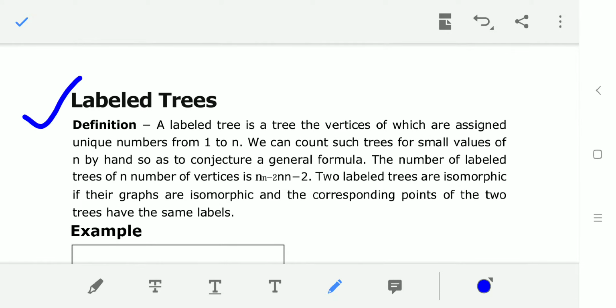Next is labeled tree. A labeled tree is a tree the vertices of which are assigned unique numbers from 1 to n. We can count such trees for small values of n by hand so as to conjecture a general formula. The number of labeled trees of n number of vertices is n to the power n minus 2. Two labeled trees are isomorphic if their graphs are isomorphic and the corresponding points of two trees have the same label.